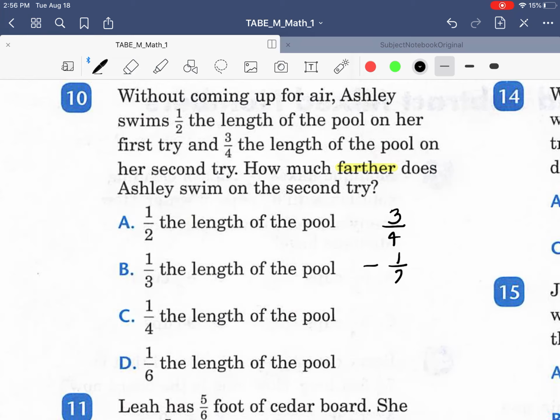So she's got 3/4 minus 1/2. Ask yourself if the 4 can be your denominator, and it can, because the 2 can divide in there evenly. This one's good to go. But 2 into 4 is 2. 1 times 2 is 2. And this time we are subtracting. So we get 1/4, and that will not simplify. Number 10, the answer is C.